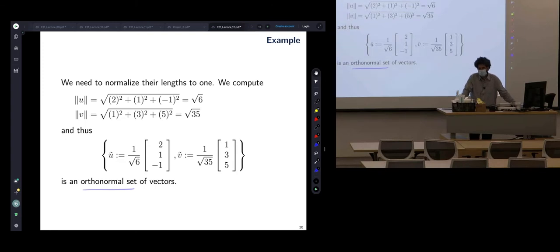Now, it's not obvious. We need a systematic algorithm to do it. And that's the Gram-Schmidt process that we're going to talk about today. So Gram-Schmidt is really the reverse version of this. I give you a set of vectors. I want to convert it into a set of orthogonal or orthonormal vectors.